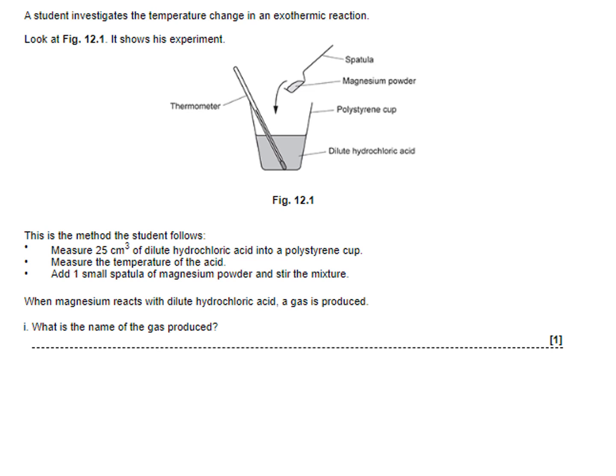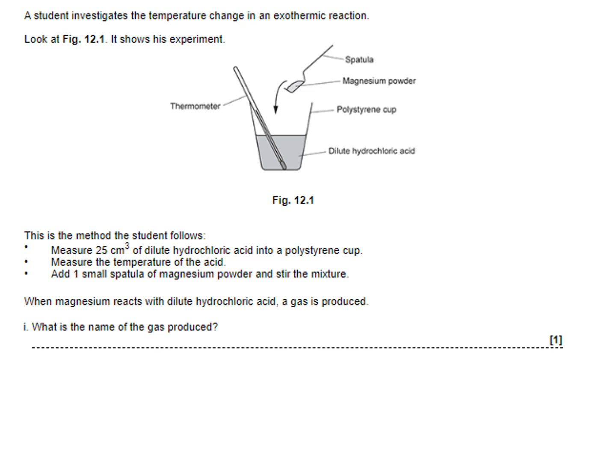Okay, this one here then. So lots of information. The question here says, what is the name of the gas produced? So we're looking for a gas. The student investigates the temperature change in an exothermic reaction. I've got a diagram there, not particularly helpful. This is the method the student follows.